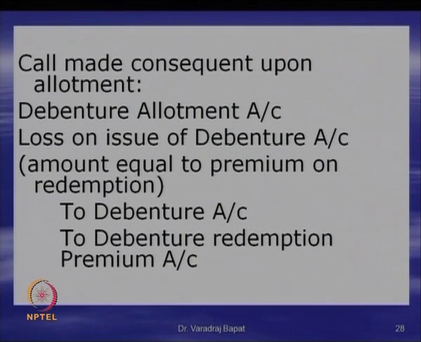So, here what is happening is that 6 rupees which I have to pay extra at the time of redemption, I am crediting to debenture redemption premium account and it is being provided as loss on issue of debenture account. Okay. So, we have considered 7 cases. I know it is little complicated because lot of options are there, but it is pretty simple. I will just repeat again what I have said.